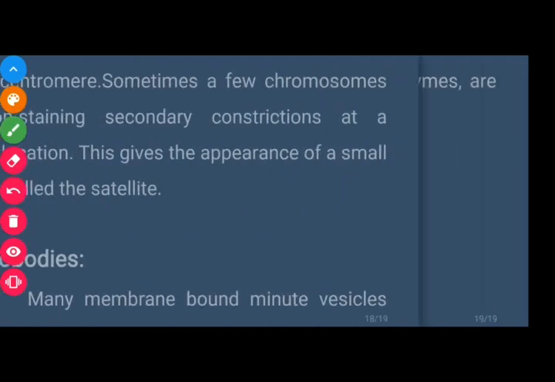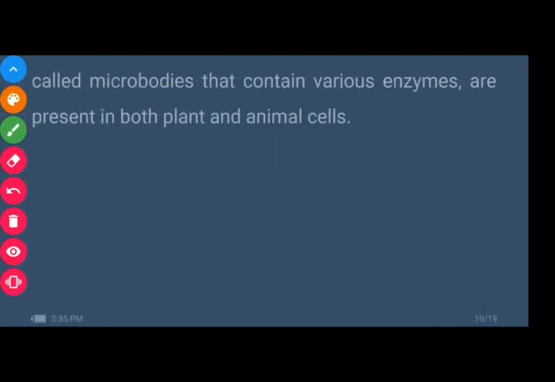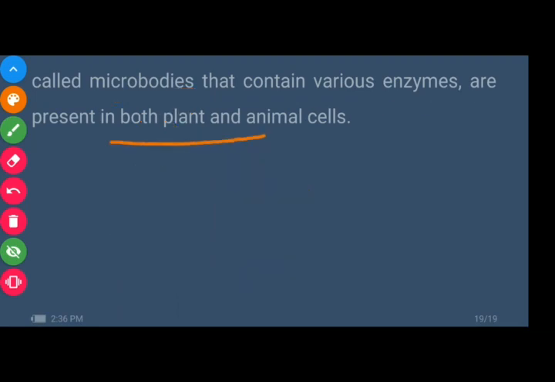Now our last topic is the microbodies. Microbodies are very minute membrane-bound structures. This is the membrane, and inside it minute vesicle-like structures are present, which contain enzymes. These microbodies are present in both plant and animal cells.